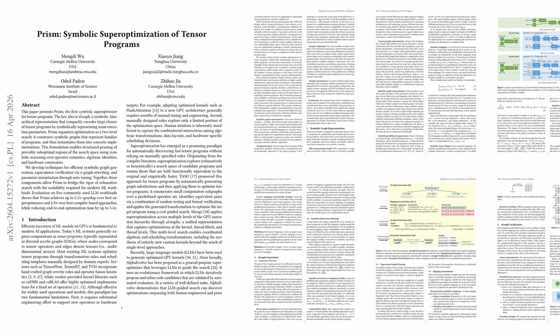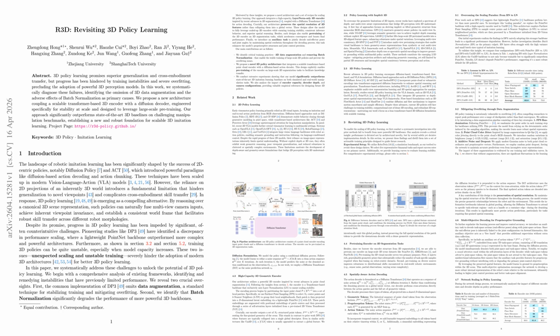It also cuts end-to-end optimization time by up to 3.4 times, with especially large gains on RMS Norm MLP, where Mirage times out at 3,600 seconds per configuration, while Prism completes search in 871 seconds. The novelty is not a better local search heuristic, but a symbolic representation that makes the search space structurally enumerable and soundly prunable. Let's explore the second paper, R3D: Revisiting 3D Policy Learning.